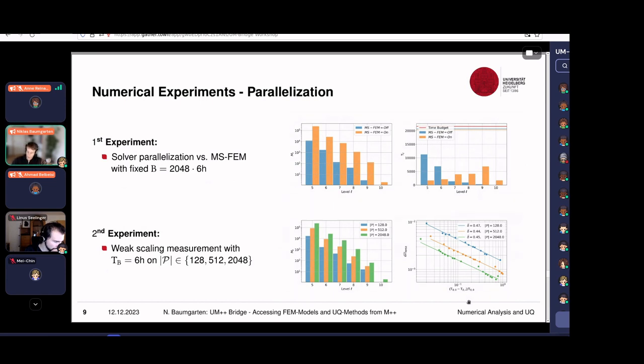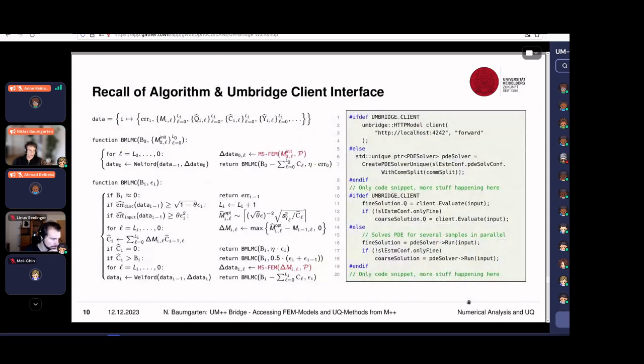Okay. So now I'm going to get into the details of the Umbridge interface, which is still very much work in progress. So here's the algorithm. Forget about the details. We are right now in this MS-FEM routine, and this is the C++ implementation. I know, a lot of boilerplate code in C++, but bear with me. So Umbridge client, that's basically a CMake configuration. I can compile the code with Umbridge and I can compile it without Umbridge.